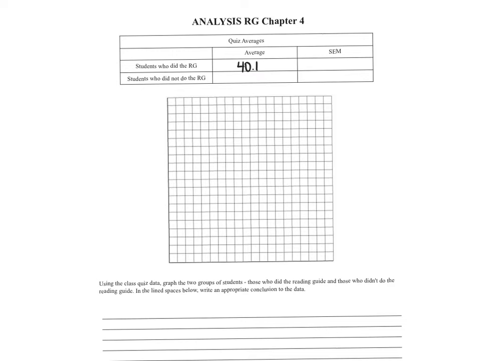Next, we'll do the students who didn't do the reading guide. Their average was a 35.3. We're now also going to include SEM bar information. You don't have to calculate this. It will always be given for you. So there is the data for the SEM bars. Now we're going to go ahead and graph our information to see if there is a statistical difference between these two sets of students.